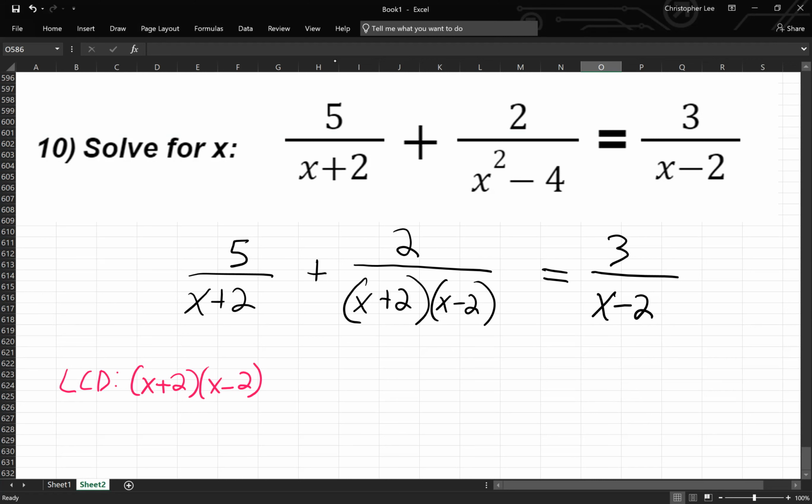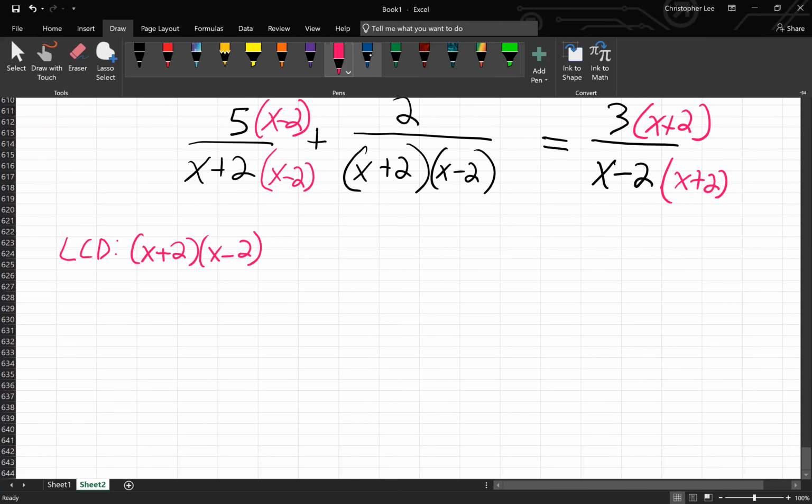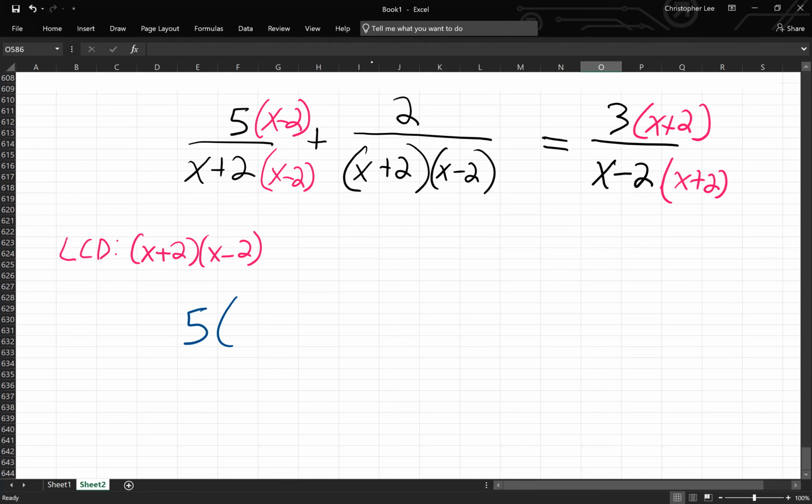Good. So this one has x plus 2, but it's missing what? x minus 2. What I do to bottom, do to top. This one has both. This one has an x minus 2, is missing a what? Good. What you do to bottom, do to top. And that's it. Now, let's look at what we have left. 5 times x minus 2 plus 2 is allegedly equal to 3 times x plus 2. We good?